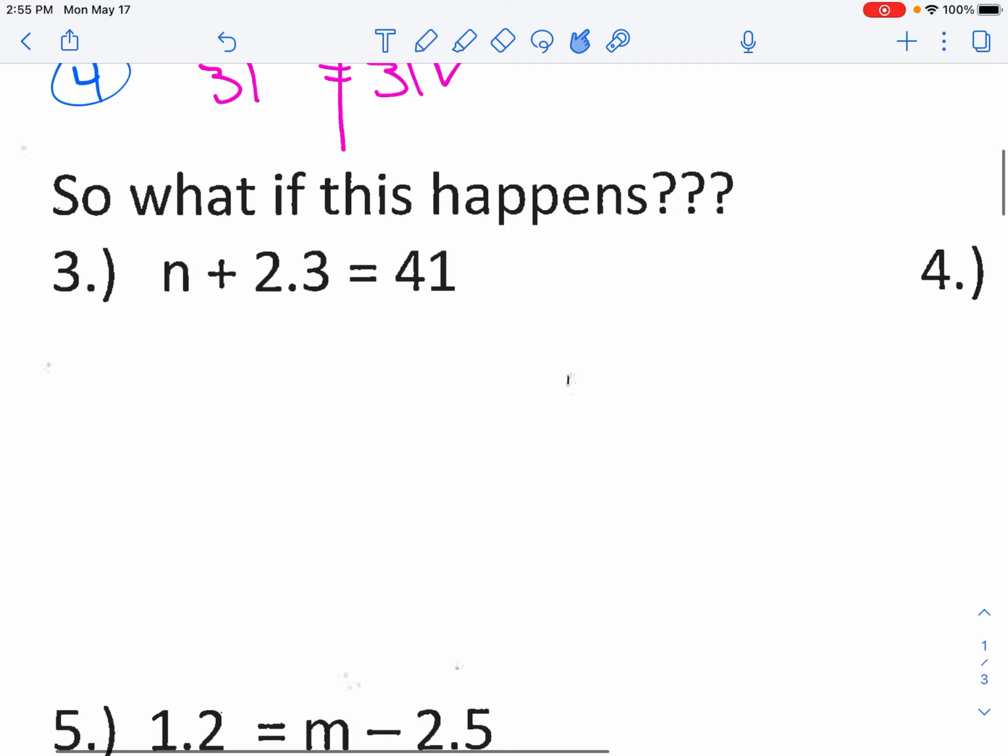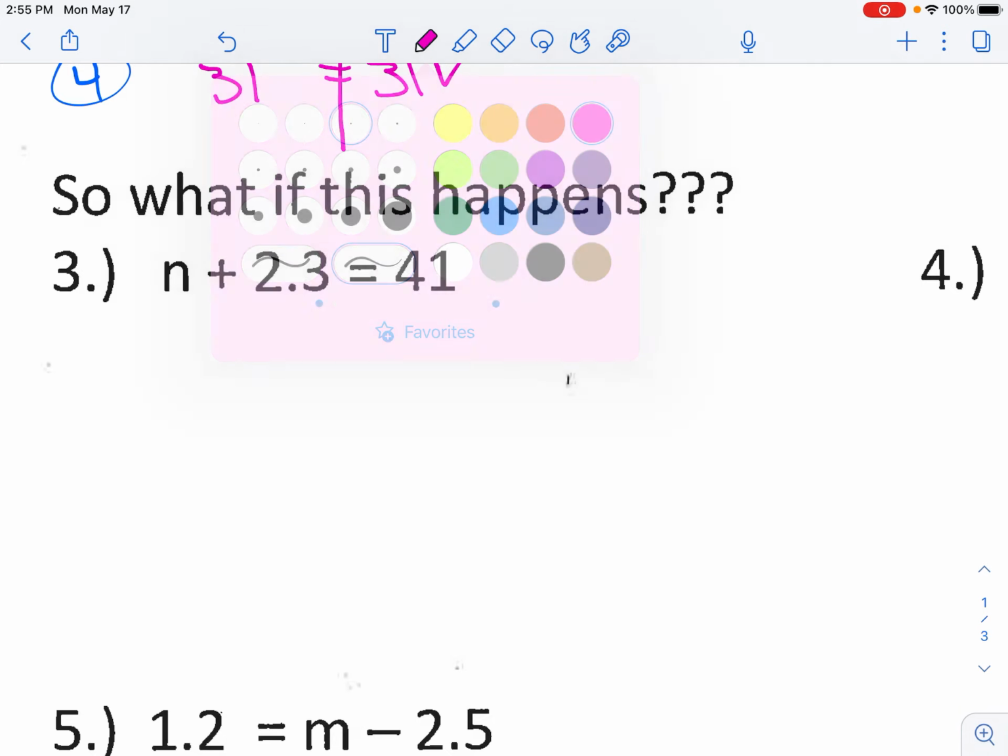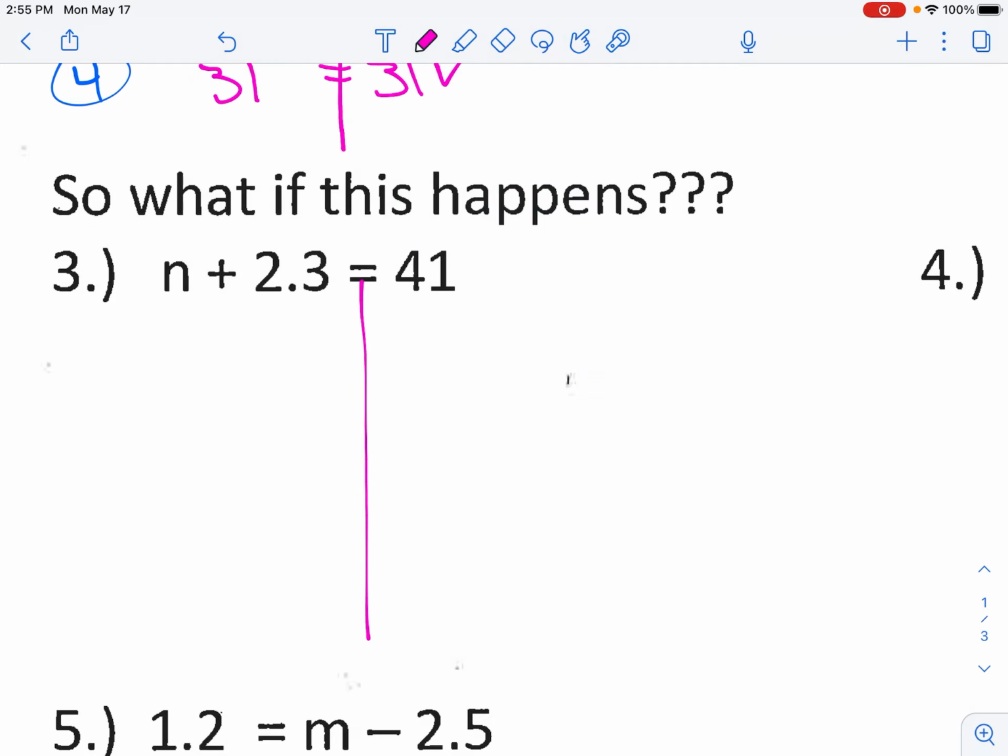All right, so what if this happens? We're going to do the exact same thing. First, I'm going to draw my mirror. So this equation is asking what number plus 2 3/10 equals 41. Well, the opposite of adding 2 3/10 is subtracting 2 3/10. If I subtract 2 3/10 from the left, I have to subtract 2 3/10 from the right. 2 3/10 minus 2 3/10 cancels. So over here I have n.